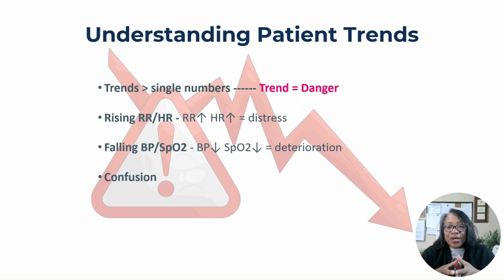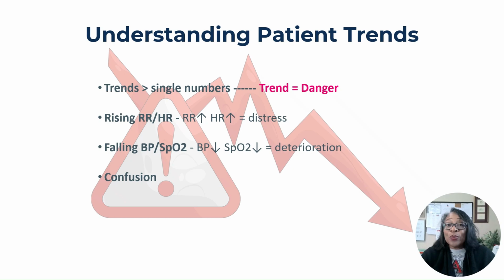So when you're looking at trends, a trend is a pattern over time, not just one number. This is the main thing that students have problems with. They want to look at one number and not the trend. So examples of deterioration. Blood pressure started out at 120 over 80, then it went to 100 over 68, and now it's 92 over 60. That's a falling blood pressure. Heart rate. The heart rate was 88. It went up to 102. It went up to 118. It's rising. It's a problem.